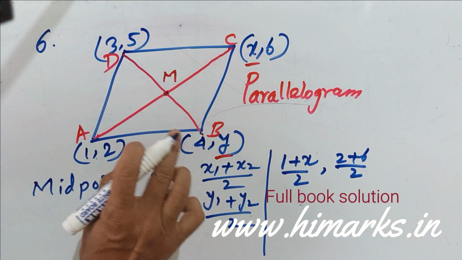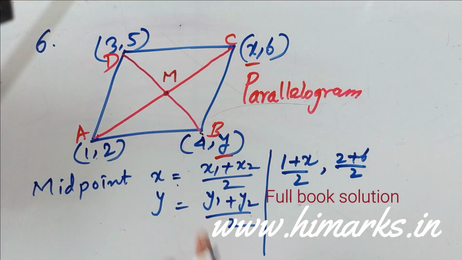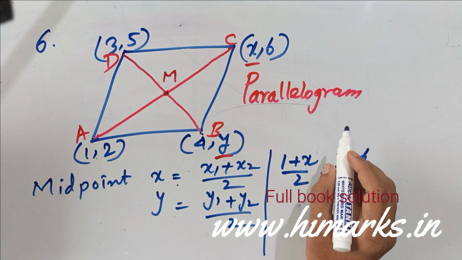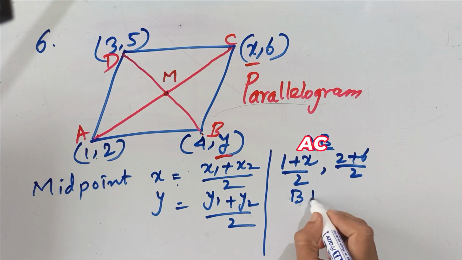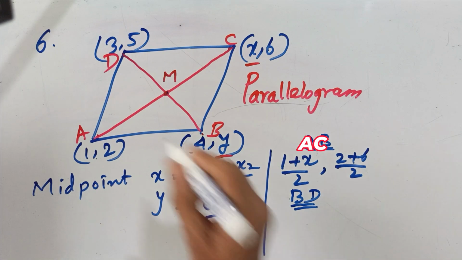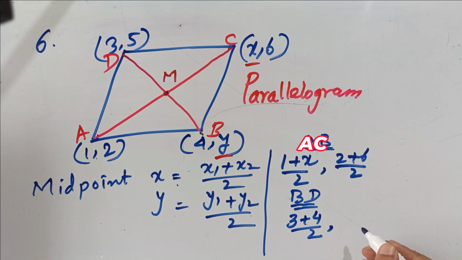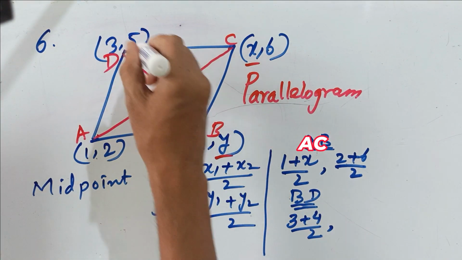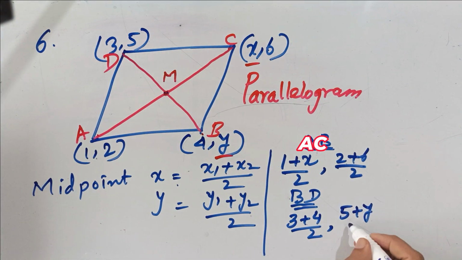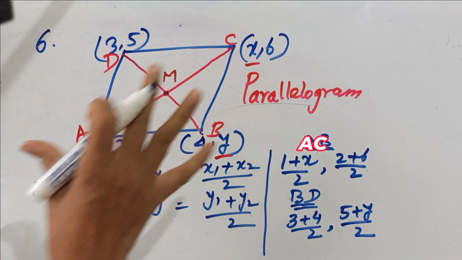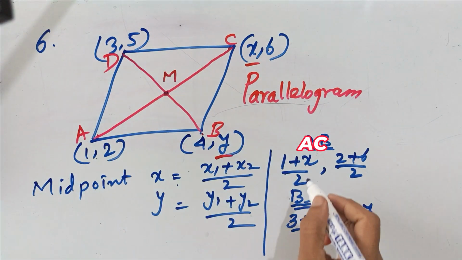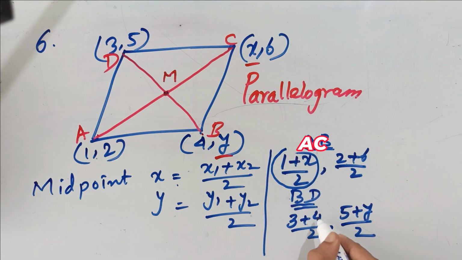In the same way for BD, if we use the midpoint formula, it is (3 plus 4) by 2 for the x coordinate, and (5 plus y) by 2 for the y coordinate. Now this is also the midpoint, and from this side too, so this point and this point indicate the same point. So this is actually 7 by 2.